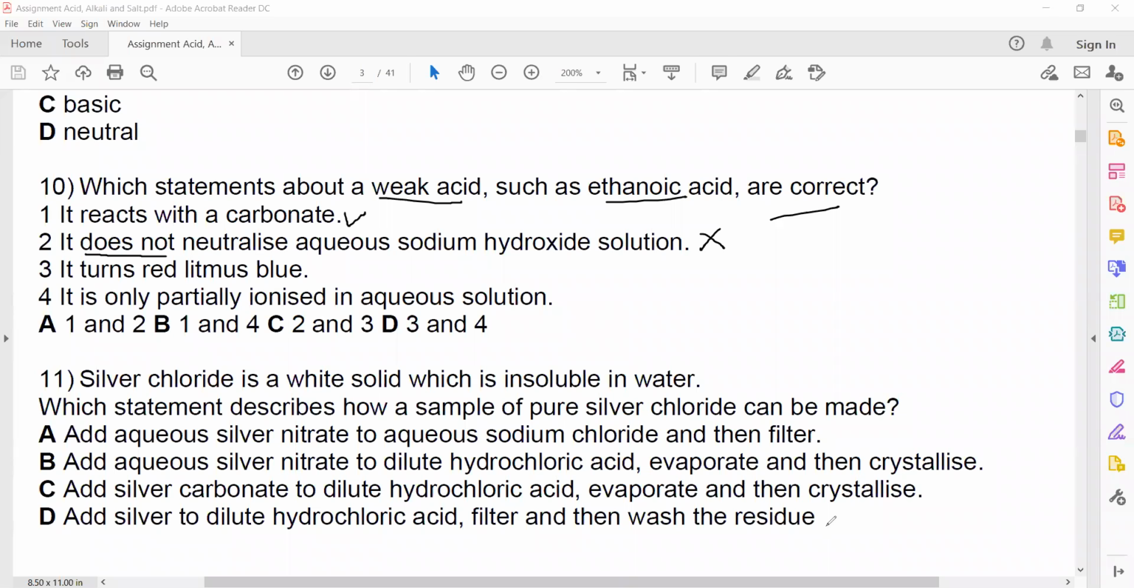So that statement is not correct. It turns red litmus blue. Acid can turn blue litmus red. Acid cannot turn red litmus blue. That's wrong. And it is only partially ionized. That's true, because partially ionized means it contains few hydrogen ions, or a small number of hydrogen ions. So which statements are true? Statement 1 and statement 4 are correct.